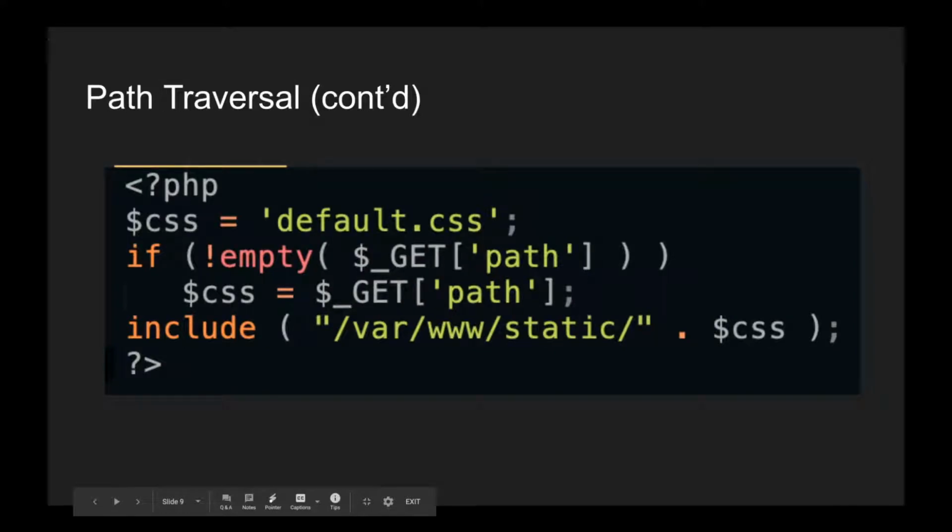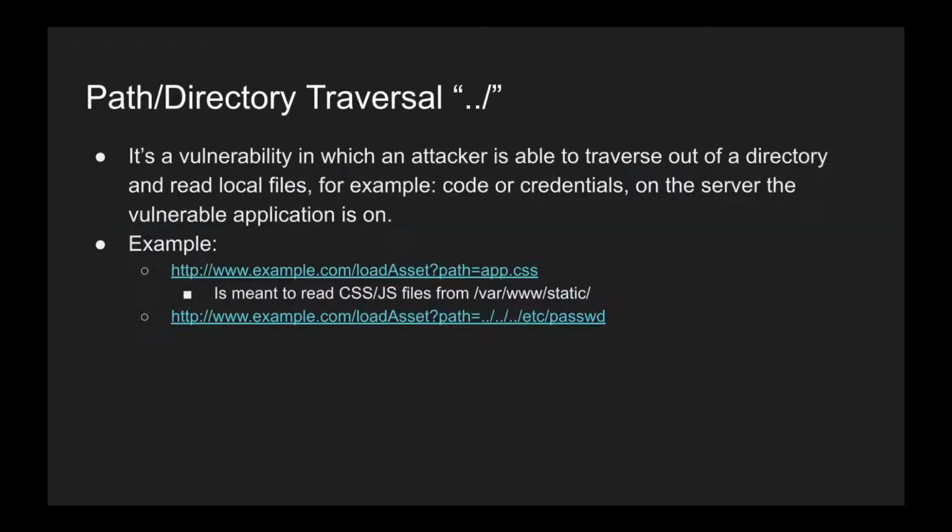So yeah, here's an example of some vulnerable code. As you can see, it gets this parameter from the user, which is path, and then it directly tries to include it. So an exploit like this would work.